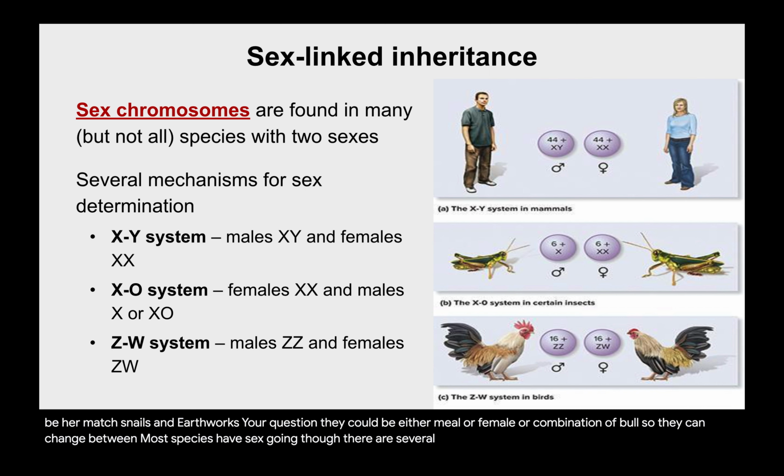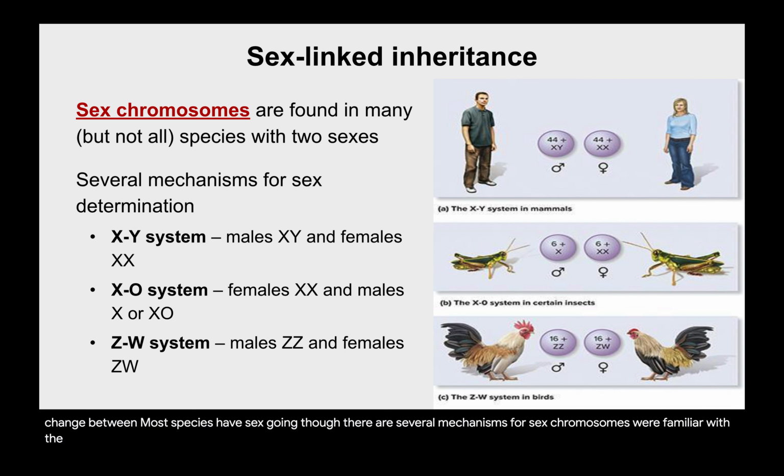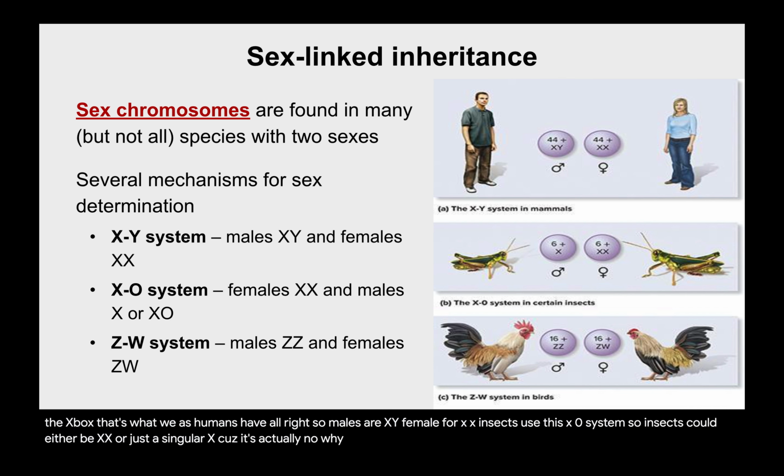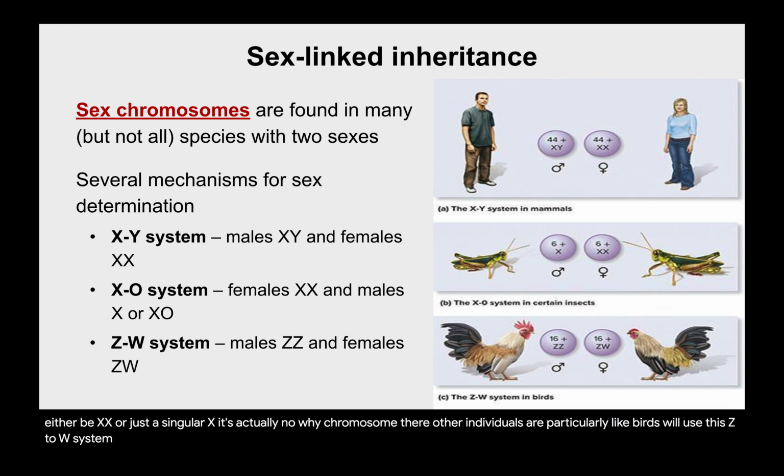There are several mechanisms for sex chromosomes. We're familiar with the XY system because that's what we as humans have. Males are XY, females are XX. Insects use this X0 system, so insects could either be XX or just a singular X. There's actually no Y chromosome there. Other individuals, particularly birds, use this Z and W system. So males are ZZ, females are ZW, just different ways of writing out the sex determinations of different organisms.